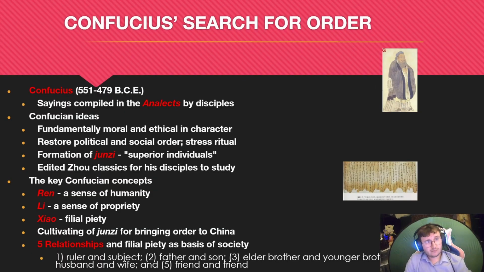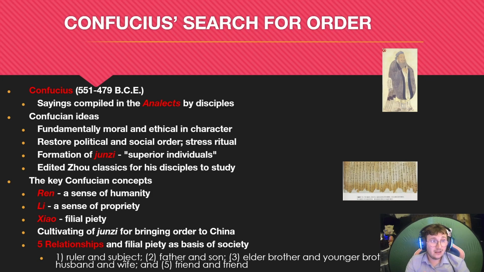Now, in about 551 to 479 BCE, this gentleman by the name of Confucius searches for order and searches for kind of bringing structure to society. And all his sayings are compiled in the Analects, which we're going to view and read some in class, by his disciples. Now, Confucian ideals are fundamentally moral and ethical in character. They restore the political and social order, and they stress ritual and routine.